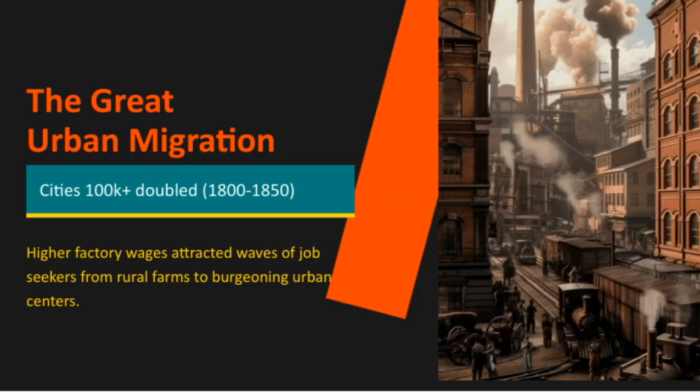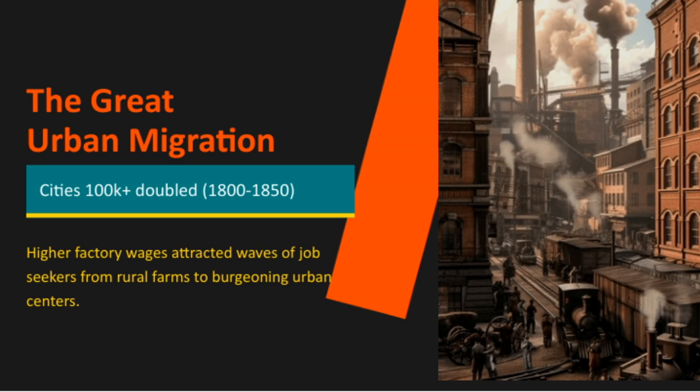So, one of the biggest drivers of change during this period was the rise in factory wages. As wages increased, they became a powerful pull factor, attracting waves of job seekers. Many people from rural farms saw better opportunities in the cities and decided to move. This movement wasn't just small, it was really significant.